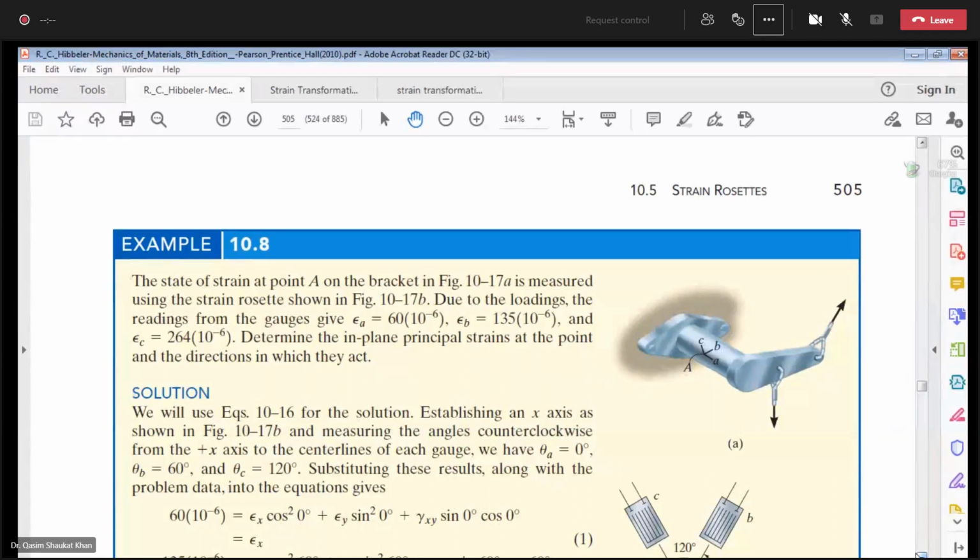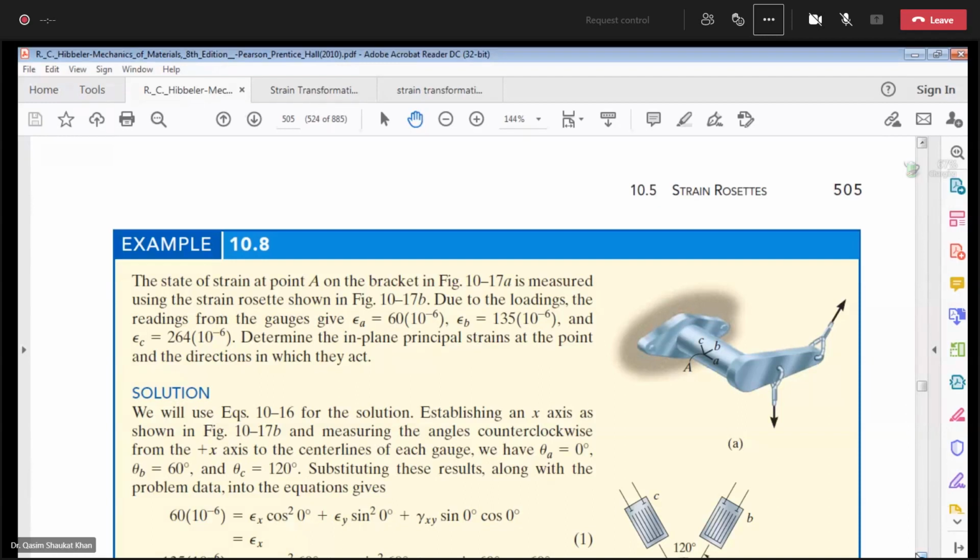So let's start the numerical. The state of the strain at a point A. Guys, do you have the calculators and the pencils? Yes, sir.